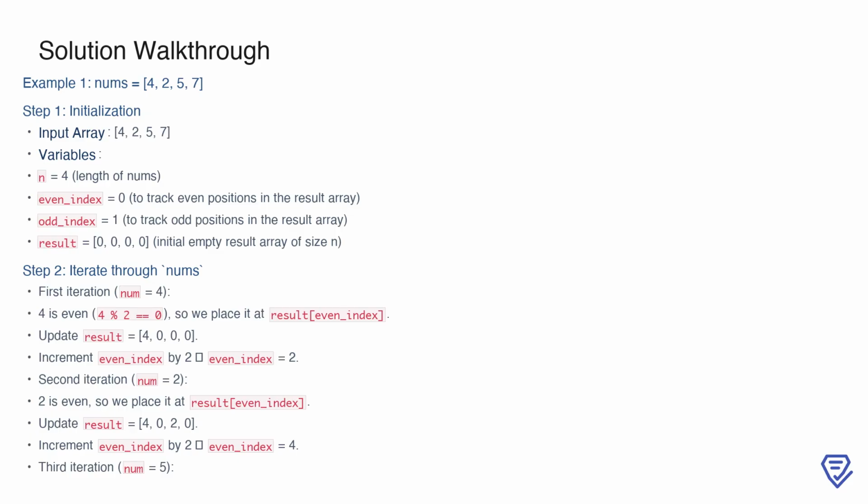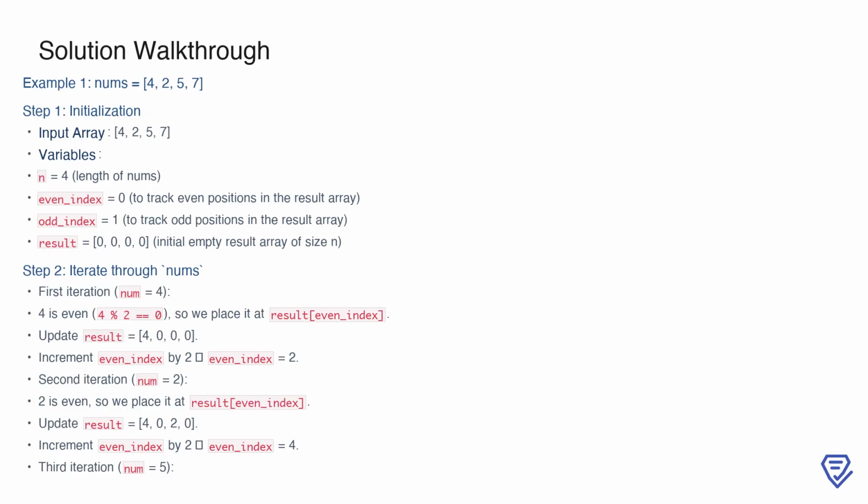The length of the array, n, is 4. We use two pointers, even_index, starting at 0, to track positions where even numbers will be placed, and odd_index, starting at 1, to track positions for odd numbers. We also create a result array of size n, initialized to all zeros: 0, 0, 0, 0. Now, we iterate through each element in nums.